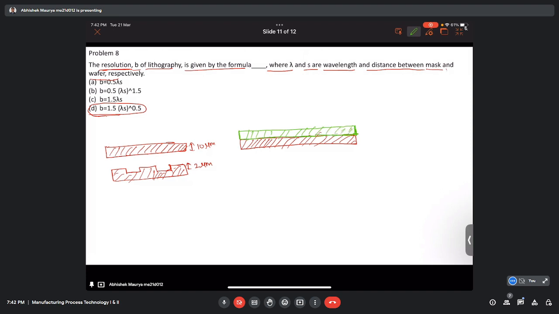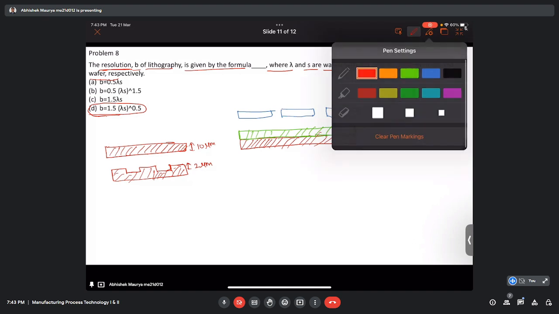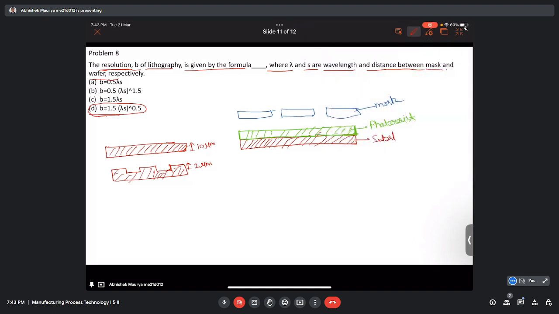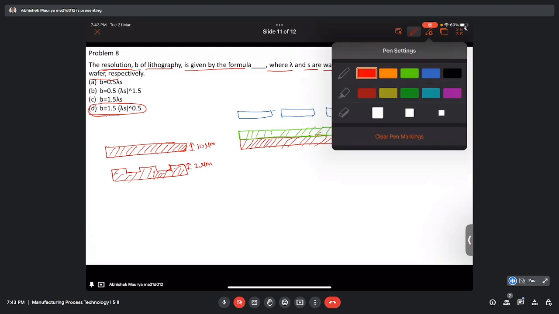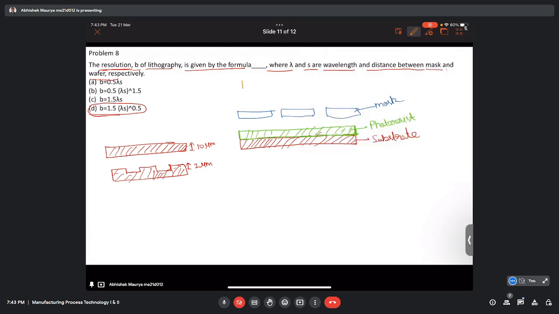And after that, we applied some mask over it. It is the mask, it is the photoresist. Here we have the substrate, and then we exposed all regions with the ultraviolet rays.